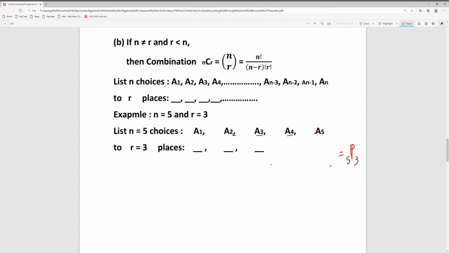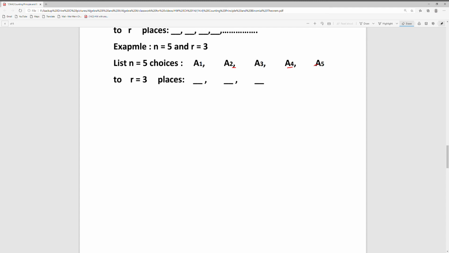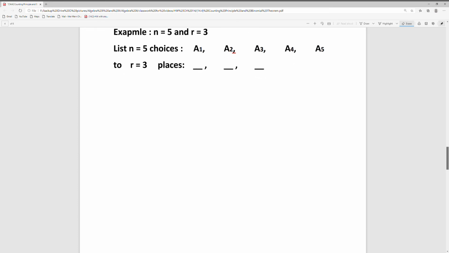So pretend we really choose them all and line up. Let me show all the possible choices we can have. Let me choose purple color. So first choice, pretend I choose A1, right? I choose A1. So if I choose A1, what else can I choose? I can have A2, A3, A4, A5. And if I choose A2, then I have 3 more choices: A3, A4, A5.